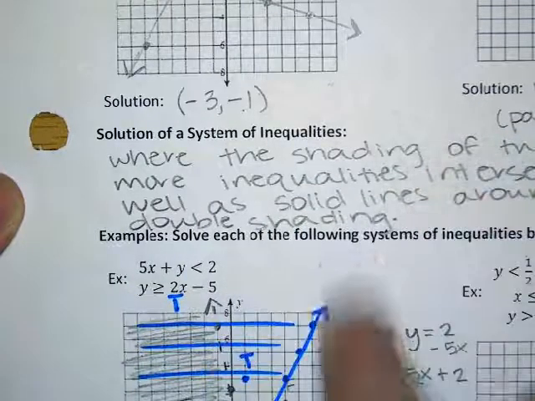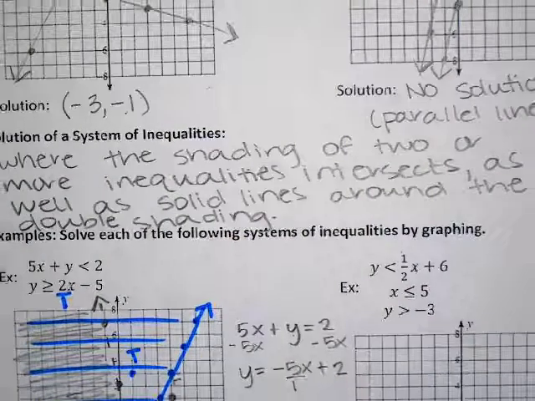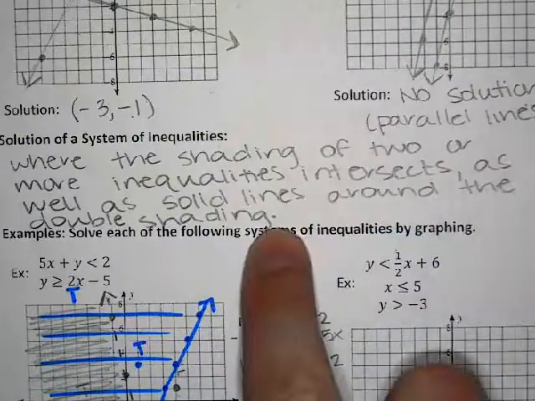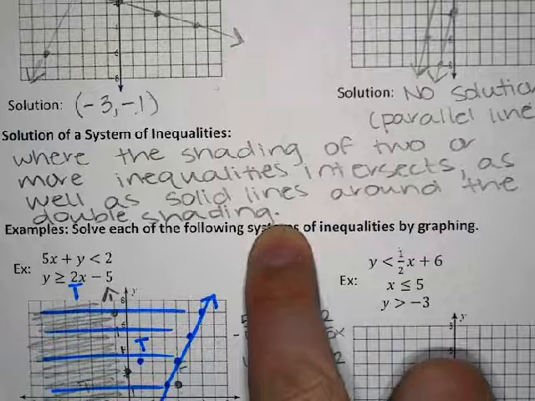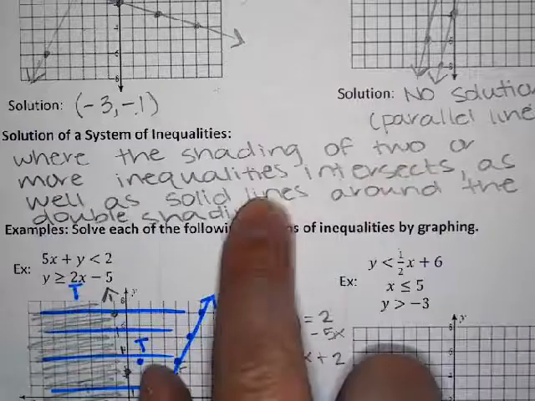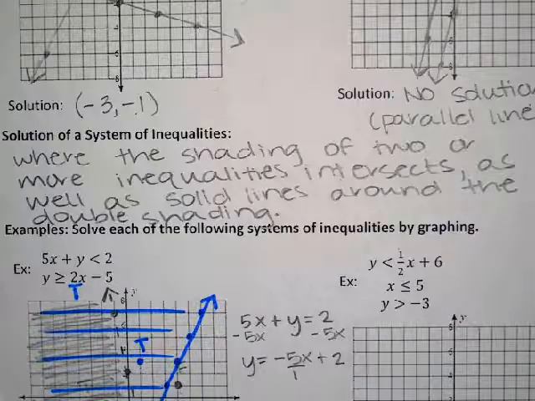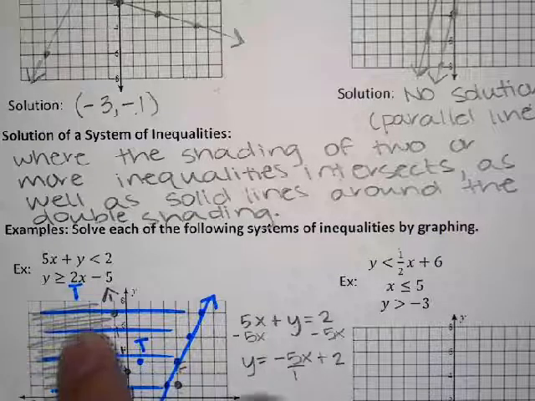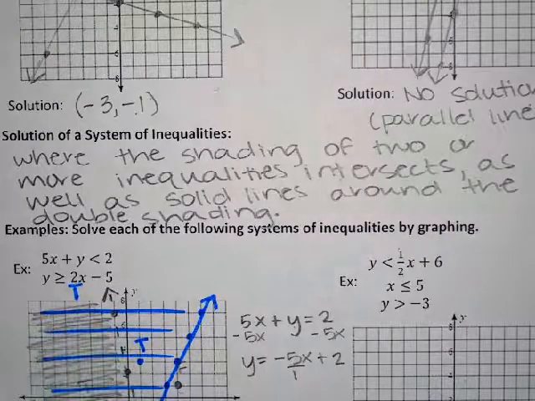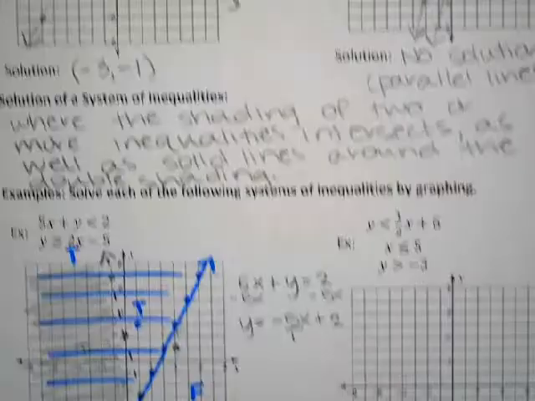This definition, let me make sure it all fits in the screen there. This definition is more me putting it into my own words rather than having a formal mathematical definition. So it's where the shading of two or more inequalities intersect. So right here, think of it as like the double shaded area, the blue and the pencil. So this part right here. And then the solid lines, not the dotted lines. Dotted lines are not answers.